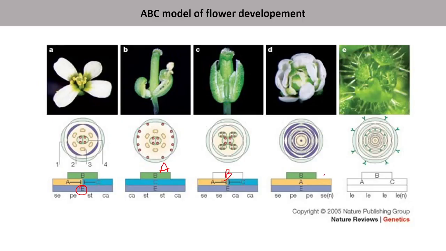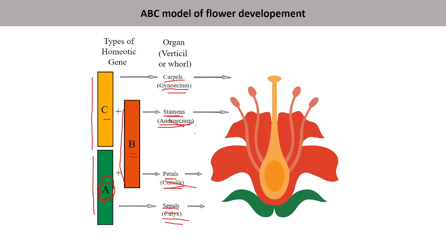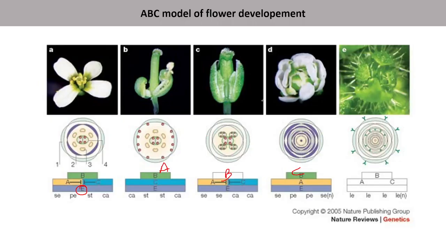Now in fourth case, you see that the C gene is missing here. When the C gene is missing, there will be no gynoecium and no androecium, because androecium will only form when B and C express together. So when C is not there, there will be no gynoecium and no androecium. That means in this case the flower will be a sterile flower.